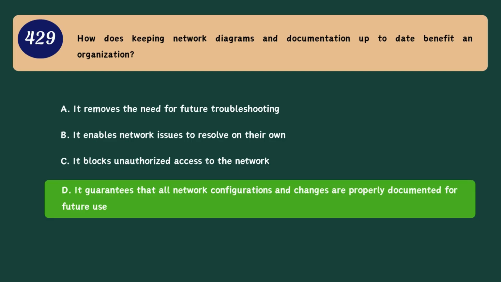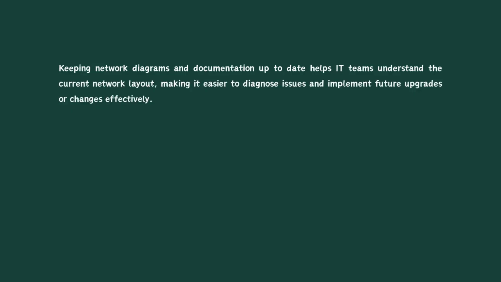Correct answer. D. It guarantees that all network configurations and changes are properly documented for future use. Keeping network diagrams and documentation up to date helps IT teams understand the current network layout, making it easier to diagnose issues and implement future upgrades or changes effectively.